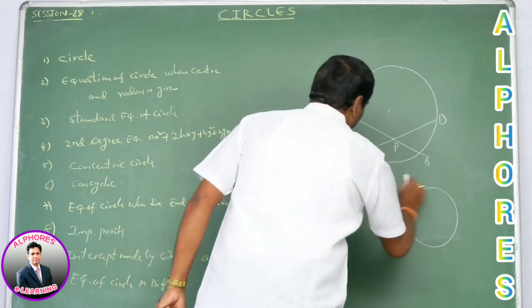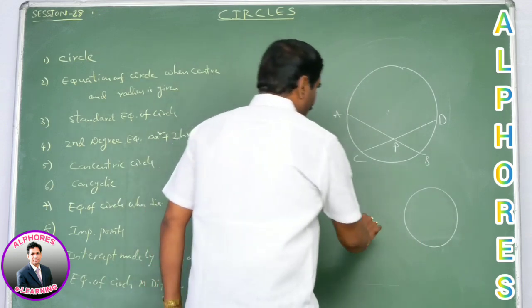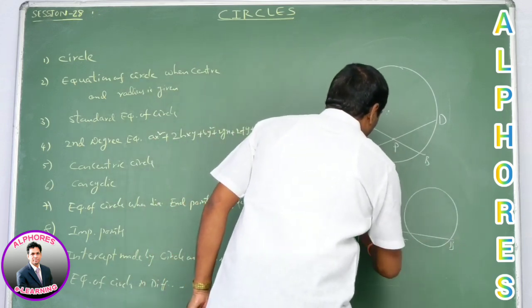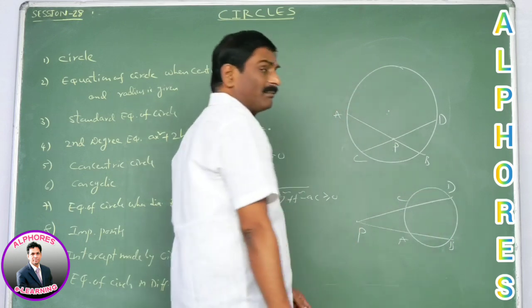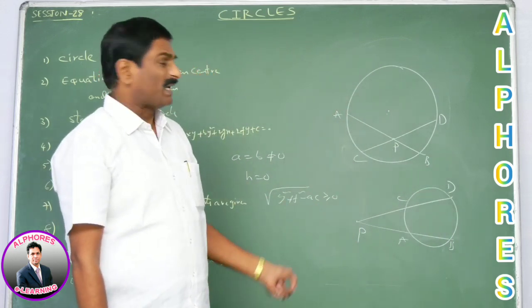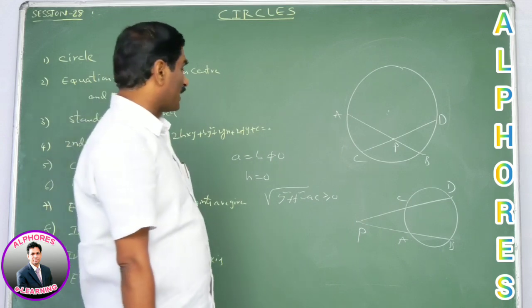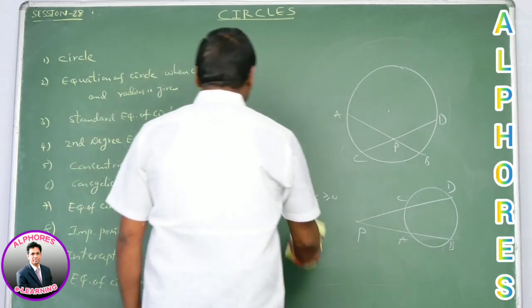Next. Suppose P is an exterior point, PAB is a secant line, and PCD is a secant line. Then PA into PB is equal to PC into PD.